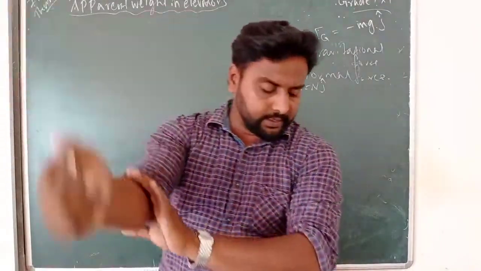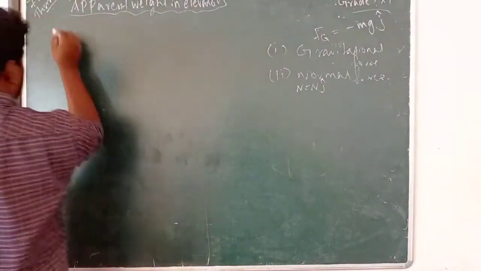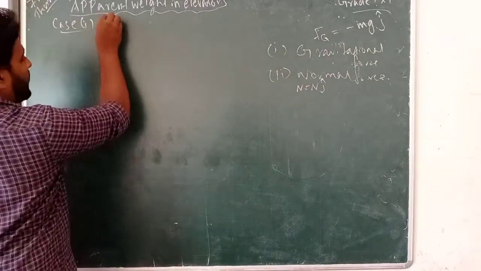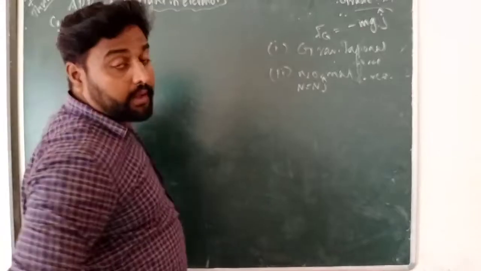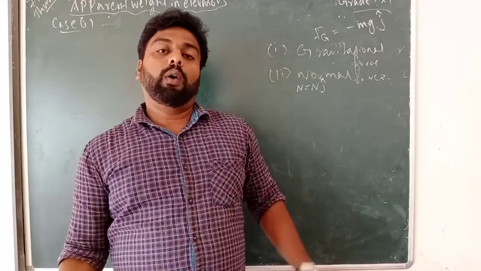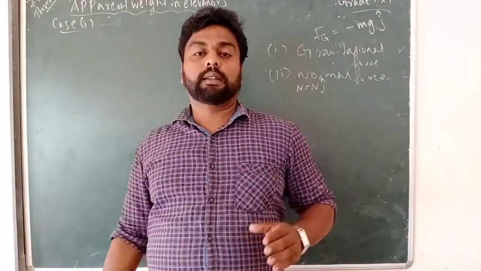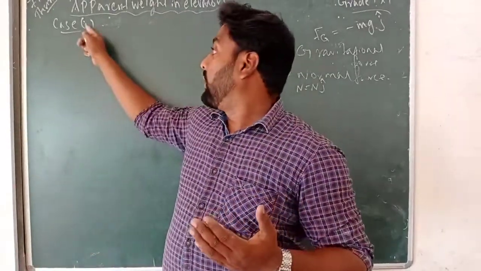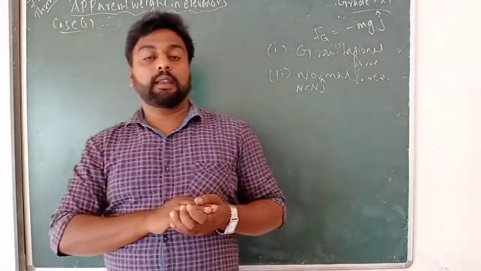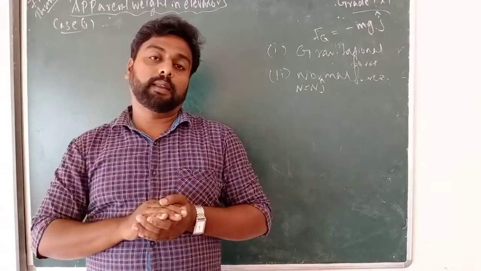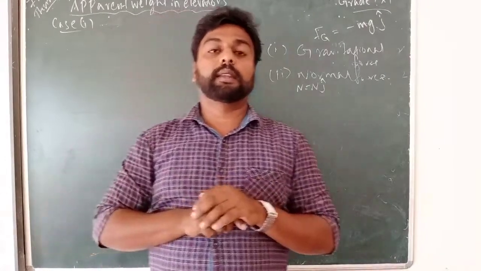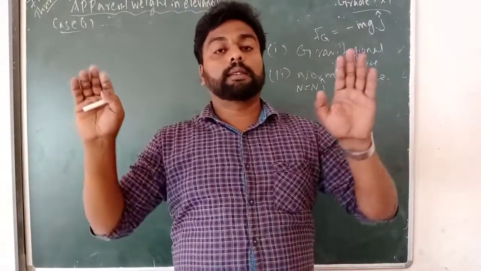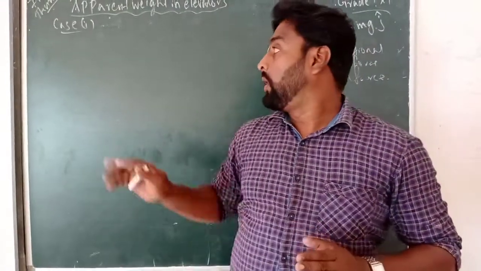For that, the first case, case 1, is when the elevator is at rest. Now we will see what will happen to the gravitational force and the normal force. When a person is standing at rest inside the elevator, what will happen to the acceleration? Acceleration is 0, no acceleration. So his acceleration is 0.